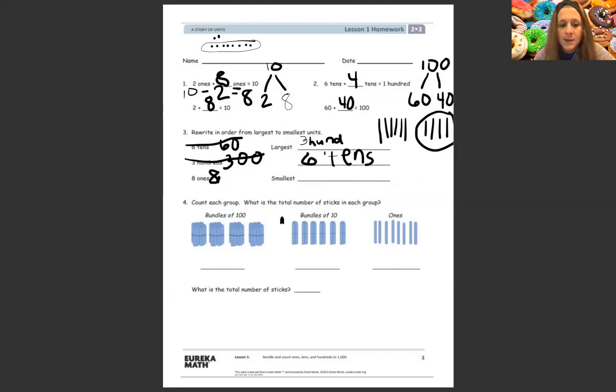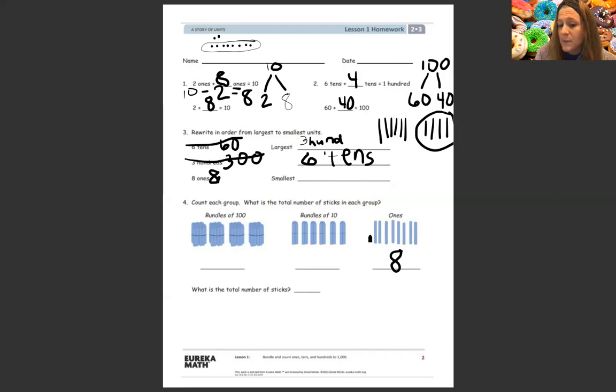Okay. Now this says, count each group. What is the total number of sticks in each group? The ones is pretty simple. All you're doing is counting them. 1, 2, 3, 4, 5, 6, 7, 8. How many ones are there? 8 ones. They're calling them sticks. I thought they were straws. They must be like popsicle sticks or something. It's hard to tell in these pictures.